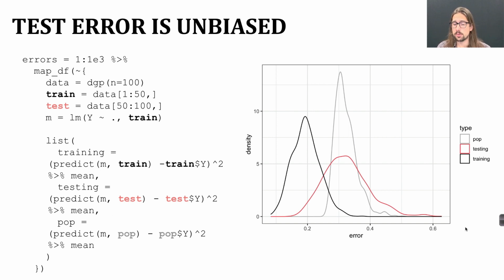And you can see here the distribution of errors. Training error is low, but it's artificial, right? The population error is around here at like 0.3. And you can see that the testing error is unbiased, right? It's more spread out than the population error is, but it's unbiased. On average, you're getting the right answer. Why is it more spread out? Because we only have 50 data points in the test, whereas the population data is like 1 million people or something.